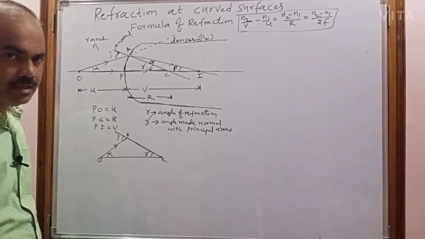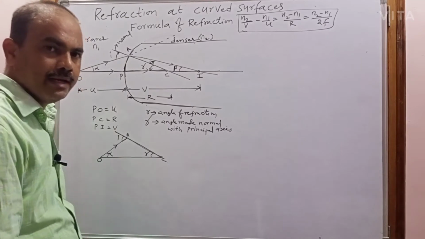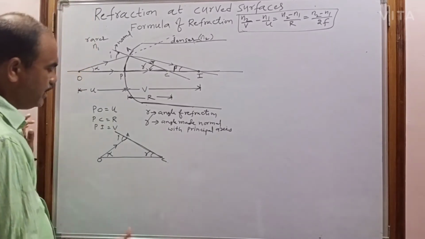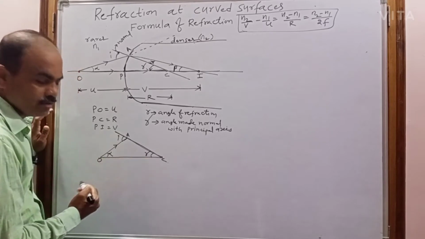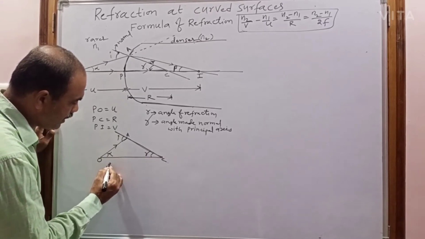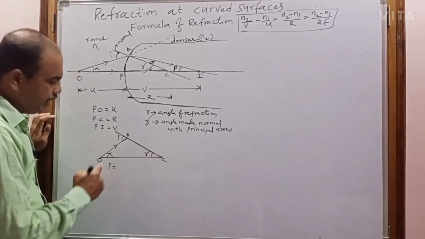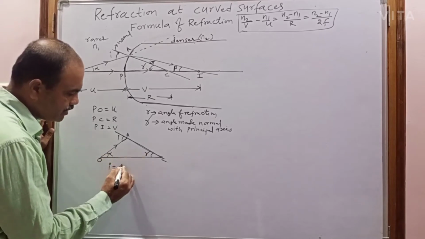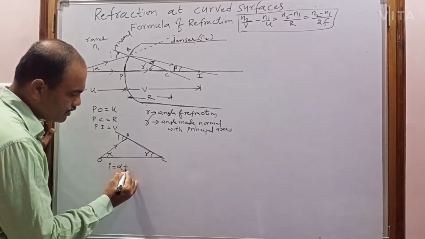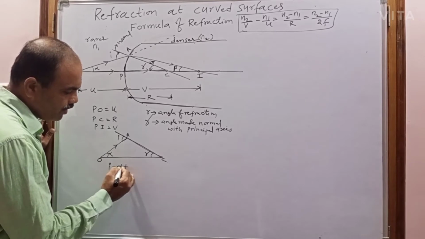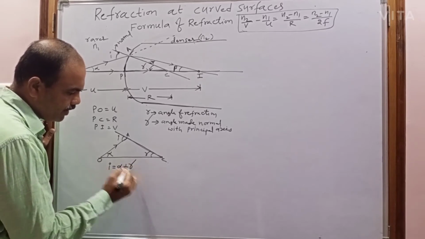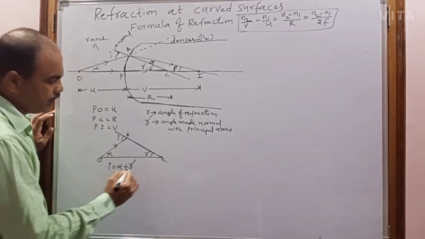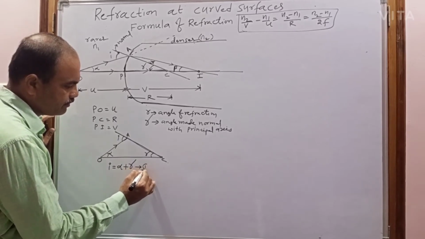So there is a relation between the internal angles and the external angle. What is the relation? The external angle is equal to the sum of the internal angles. Here the external angle is I and the internal angles are alpha and gamma. That's why the external angle is always equal to the sum of the internal angles. So that is nothing but I equals alpha plus gamma. Consider this equation 1.